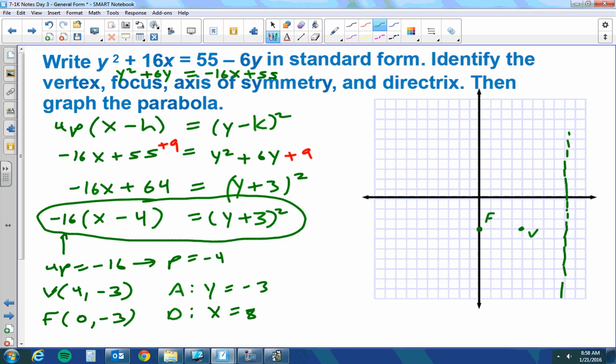And then, once again, the focus is how far from the directrix? 8. So if I go 8 away from the focus, I have a point on the parabola because it's equidistant from the focus and the directrix. You don't have to draw the directrix necessarily, but I think it helps remember how this all works. I have to go 8 the other way. By the way, it'll be right off the graph. And sketch your parabola.